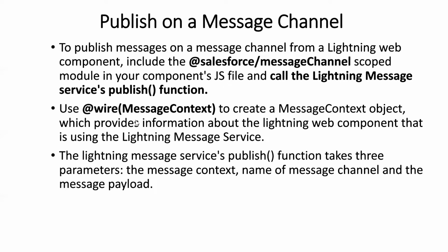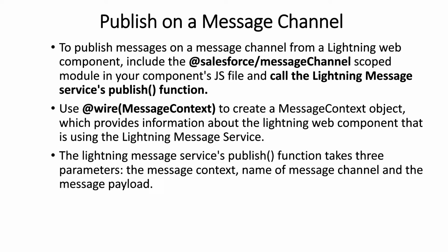The second thing is that you have to make use of the wire method, and you have to pass a property named message context. Now the question is, what is message context here? Because this publish method expects three parameters. The first parameter is the message context, the second is the message channel, and the third parameter is the message payload, basically the data that you want to pass, right?